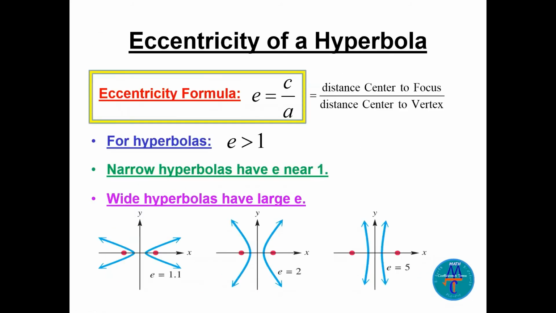Now, to find the eccentricity of a hyperbola, you can use this formula: e equals c over a. c is the distance from the center to the focus, and a is the distance from the center to the vertex. c is bigger than a, so for hyperbolas, e is greater than 1, different from the ellipse. Narrow hyperbolas have e near 1, like this one here. Wide hyperbolas have large e. So this one e is 1.1, this one e is 2, this is very wide, e equals 5, etc. It will be e greater than 1.